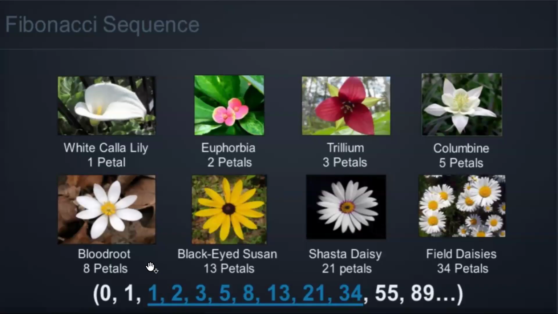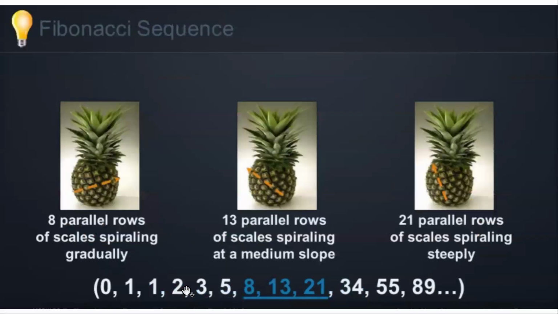This goes on and on for several plants. For the ones selected here, just to tell you the ones that have this number of petals, the maximum here is the field daisies, 34 petals.